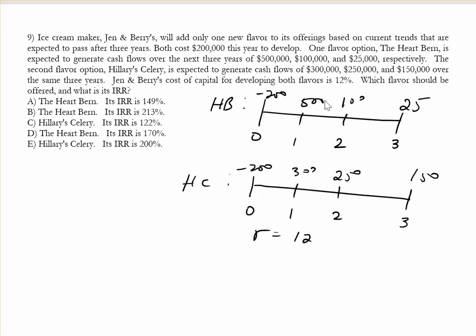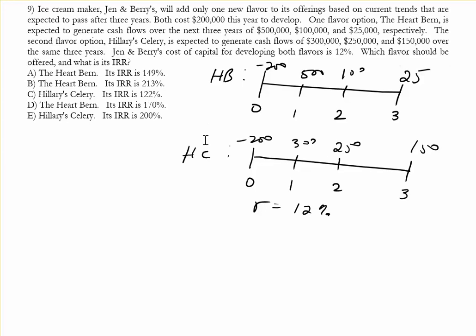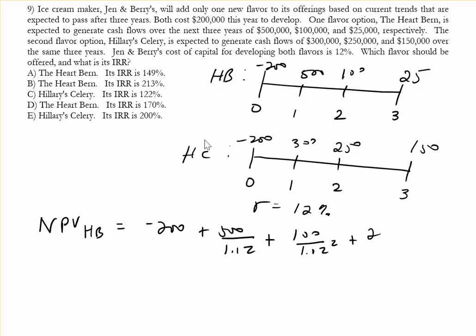The cost of capital for the company is 12%. Now the question is, what flavor should be offered, which means which is the better project? And to answer that, we have to calculate the NPV of both. So the NPV of the heartburn, formulaically, would be the sum of the discounted values of all of the cash flows, which can more easily be found using your NPV function of your calculator.